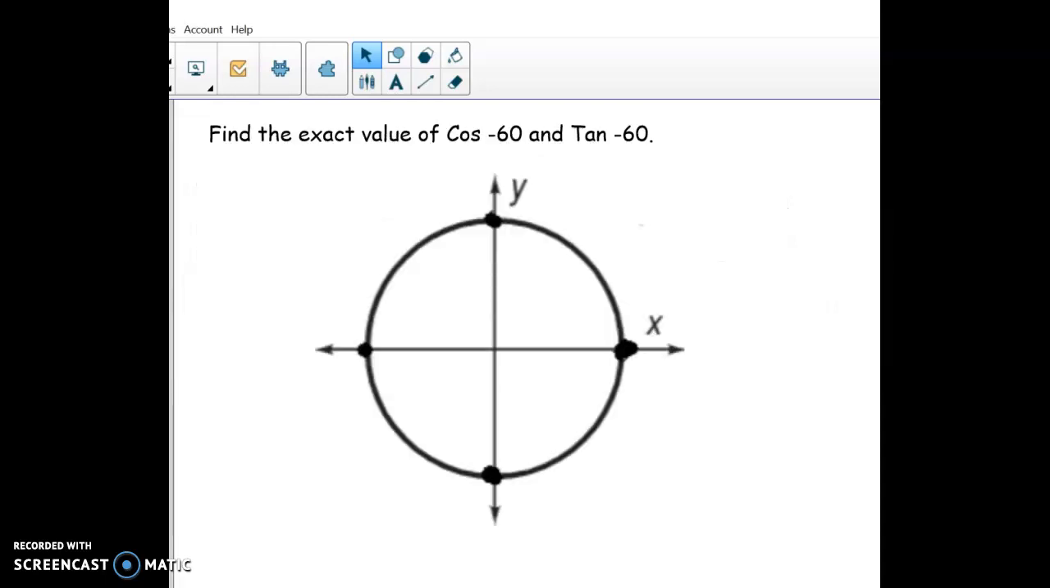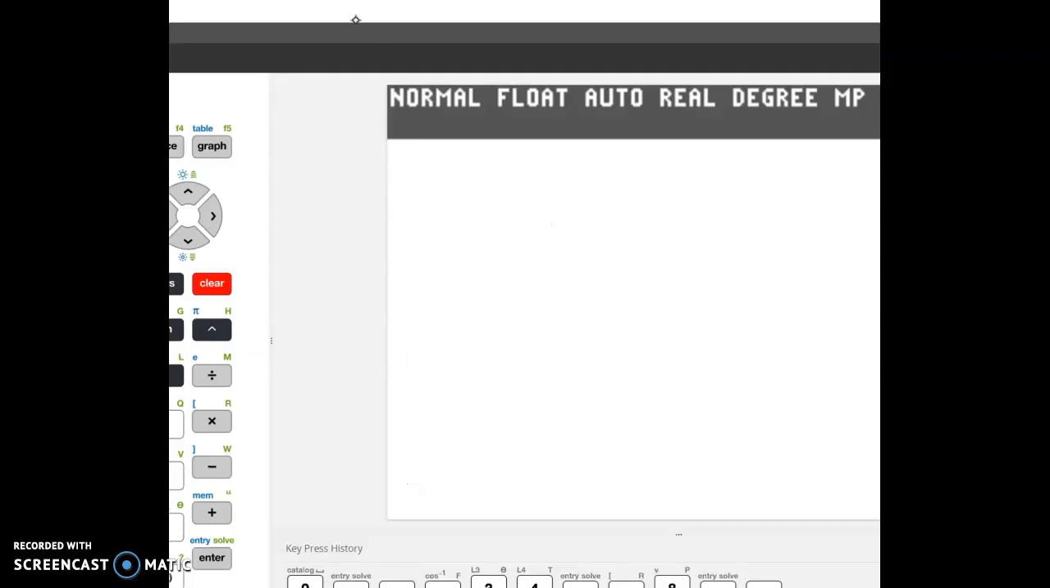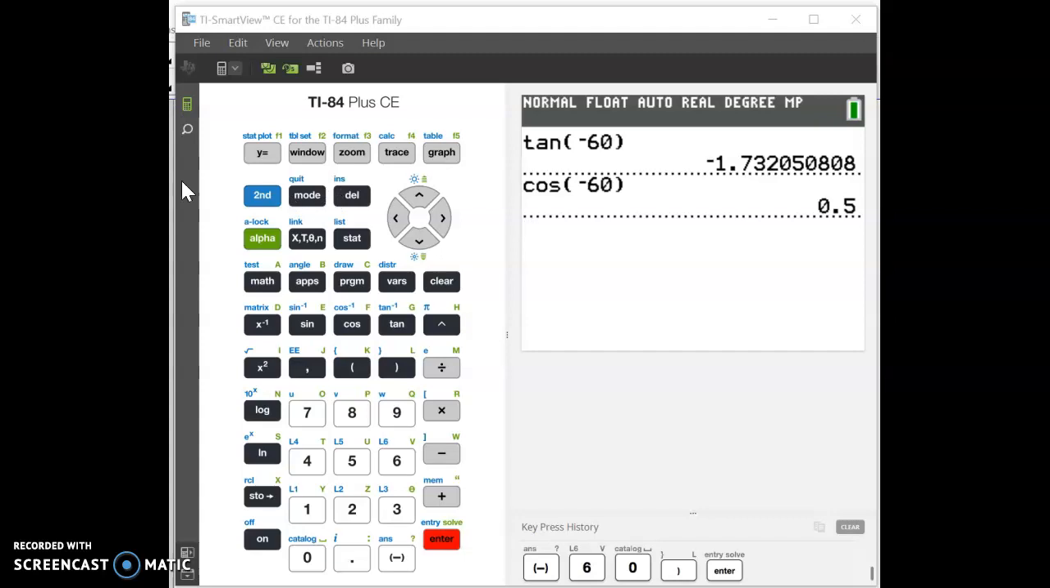Okay, so the first one is, I think one of the hardest things, to find the exact values. What I mean by that is you can find these values on your calculator by just typing them in. But we want to find the exact values. For negative 60 it would be okay because that's just going to be 1/2. But we want an exact value here, not a crazy decimal.